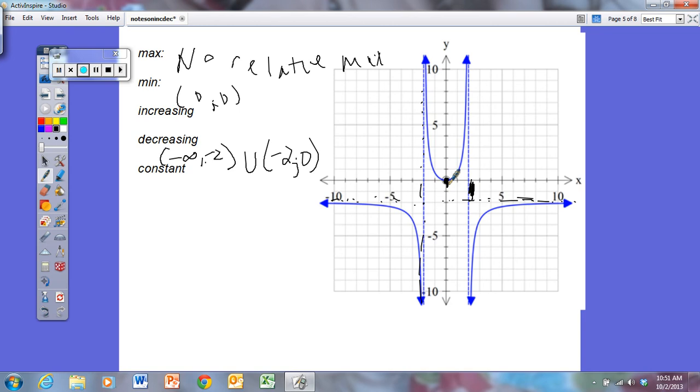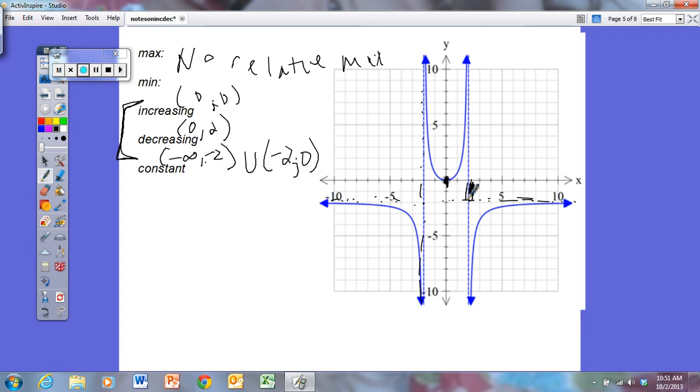Then what happens? What happens right here? It starts increasing again. So it's increasing from 0 to +2. Now some of you are saying, no, it's increasing from 0 to infinity. The y value is going to infinity. I agree with you. But remember, these are just talking about on what x values the y value is getting bigger. So from 0 to 2, the y value is getting bigger.